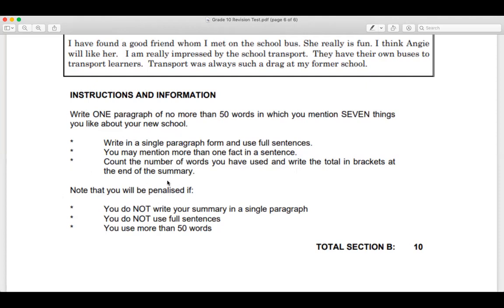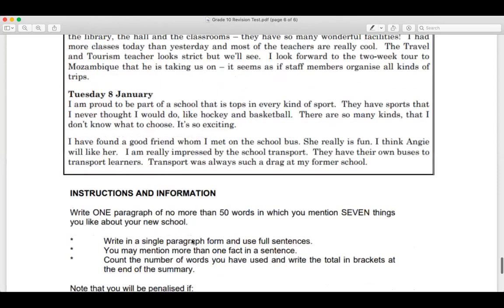Note that you will be penalized if you do not write your summary in a single paragraph, you do not use full sentences, and you use more than 50 words. So we're looking at 48, 49, 50. Okay, 48, 49, 50. Guys, listen, okay, please, summary writing.